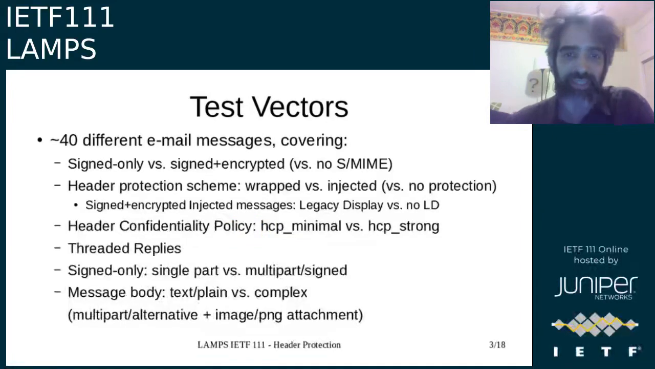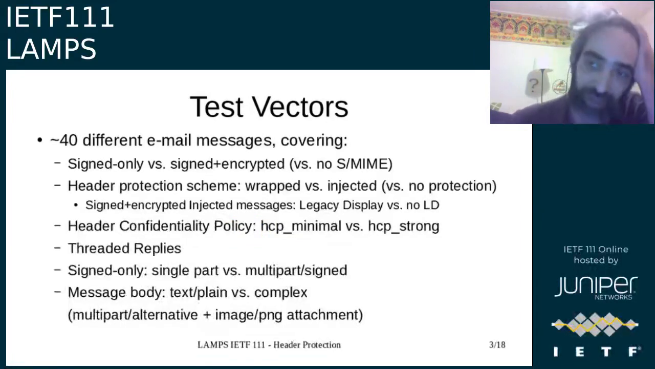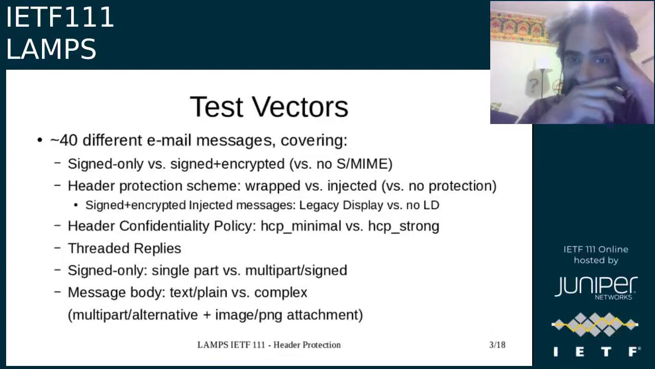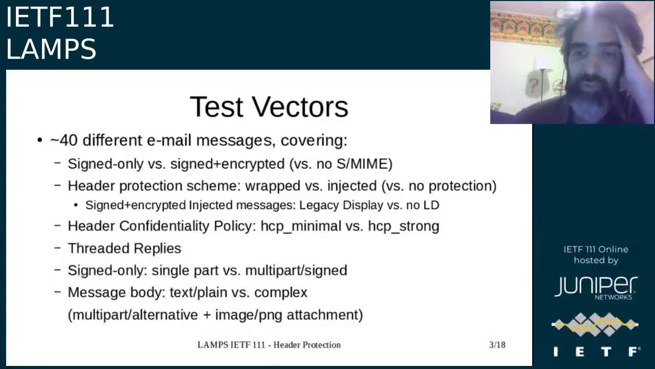Okay, so the test vectors. There are 40 of them. It's a lot to look at. We look at a bunch of different factors. The goal is to cover a lot of the ground that this design space is looking at. In particular, we look at signed-only messages versus signed and encrypted messages. We also have a couple of sample test vectors that contain no SMIME at all, so that you can look at a client and say, how does it deal with these different things? We look at the different header protection schemes.